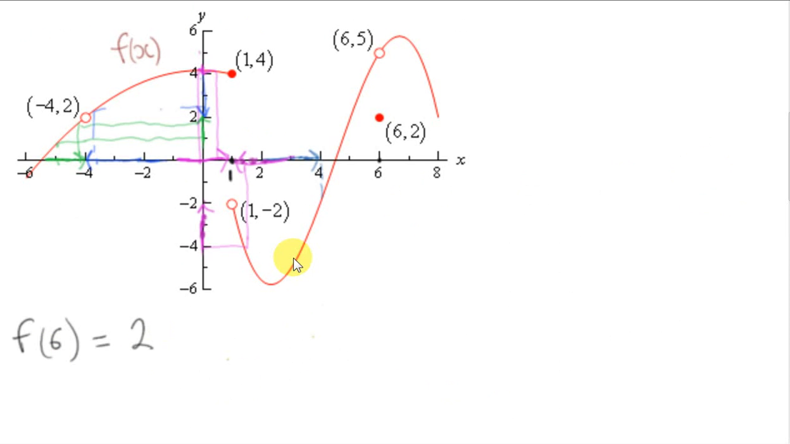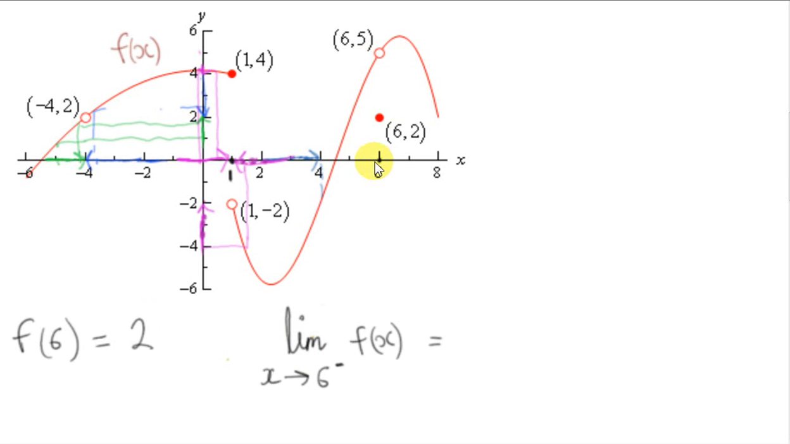In this graph, f of 6 is equal to 2. The point 6, 5 has been removed from the curve. So again, we want our function to be a genuine function, that is a single valued function. So we just have a single value for x equals 6. That single value is 2.